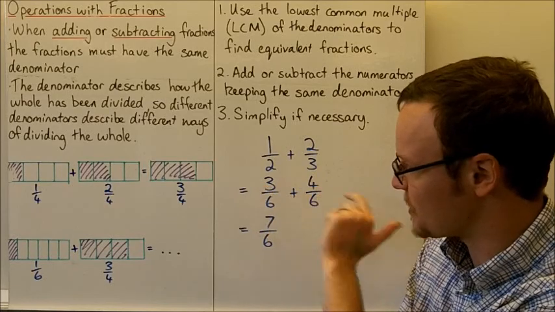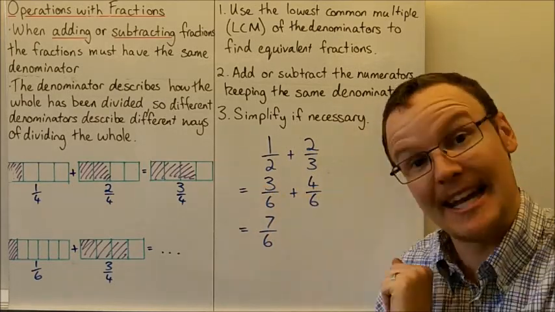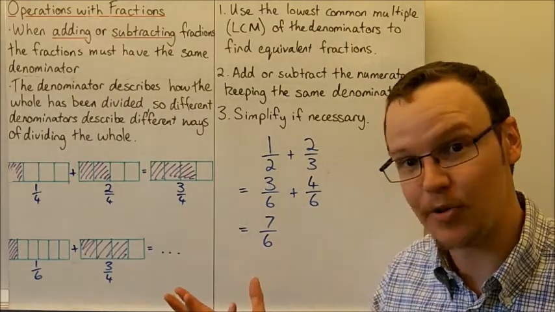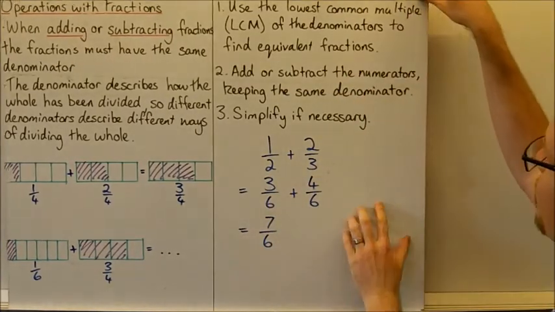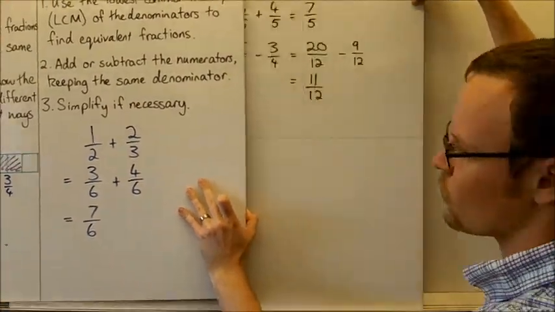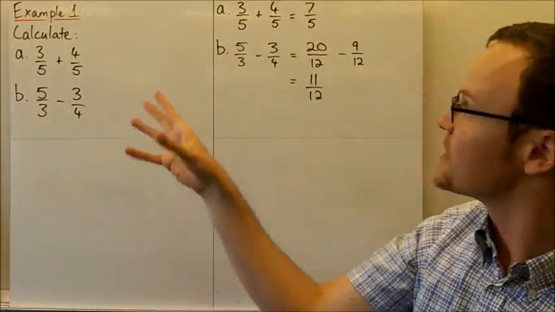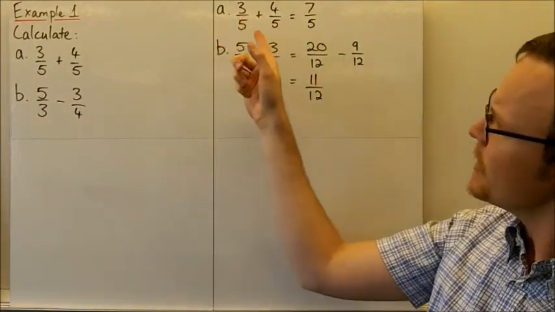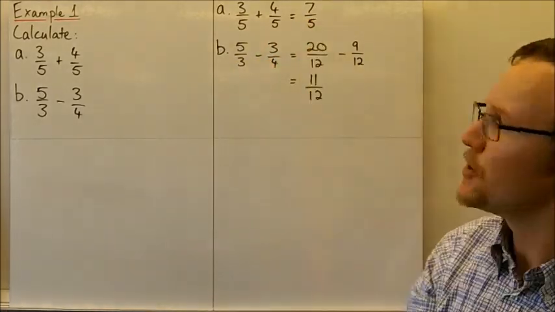So then we simply add the numerators. Here we've got 3/6, and we add 4/6 to that. So then, in total, we have 7 of those 6s, 7/6. So just a couple of quick examples here. If we've got 3/5 plus 4/5, the denominators are the same, so we just need to add the numerators.